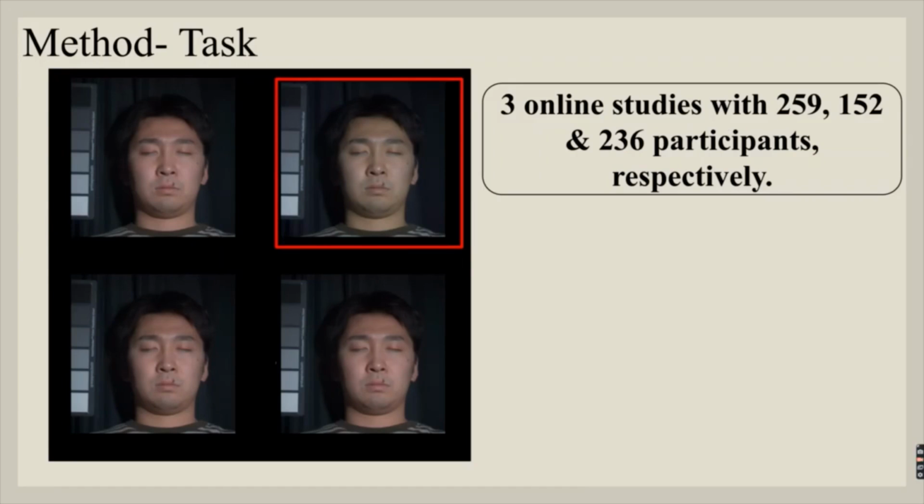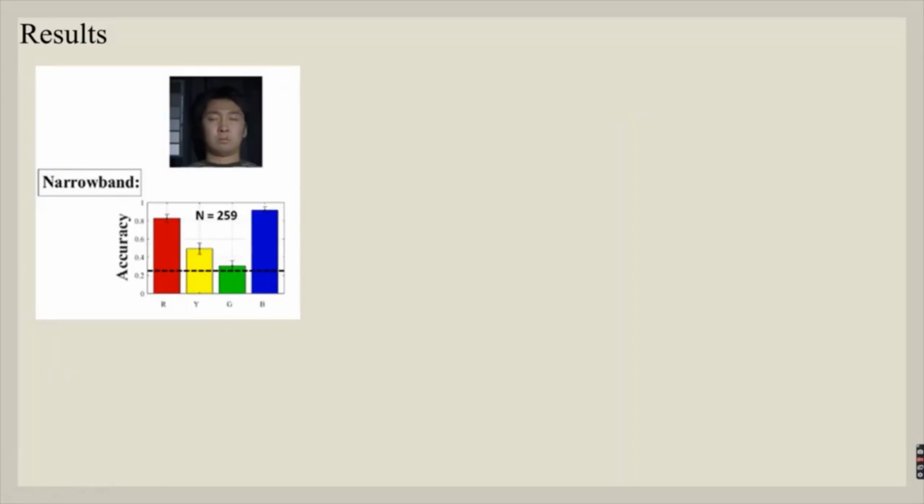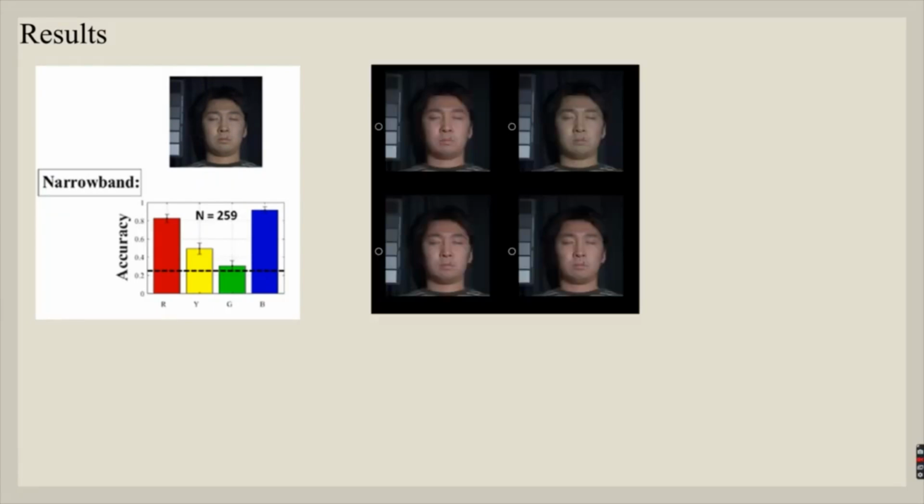because, as we can see later from the results, the differences between approximated rendering and spectral rendering for narrowband illuminants are visible to our eyes. We conducted 3 studies with many participants, and in each study we had 8 illuminants and 4 scenes, which resulted in 32 trials. Here we can see the results for the scene shown above on the narrowband illuminants. The 4 bars correspond to 4 illumination colors in our studies, and the error bar shows the 95% confidence interval. Statistically speaking, each image here has a 25% chance of being randomly selected, so where our algorithm didn't work, participants managed to spot the different one.